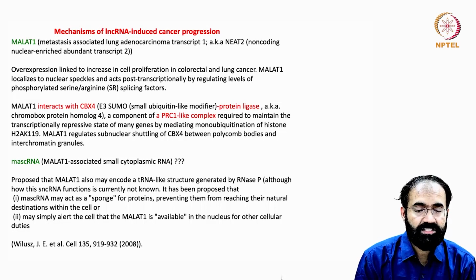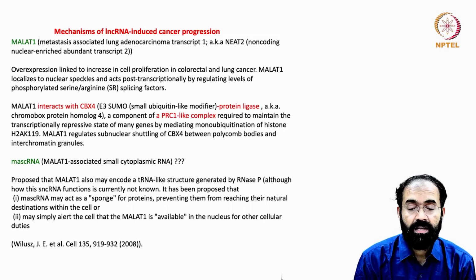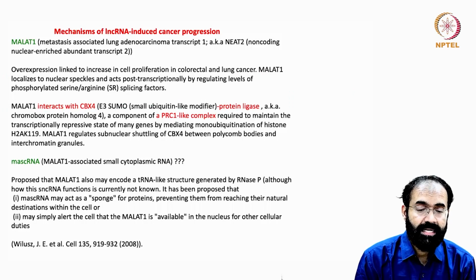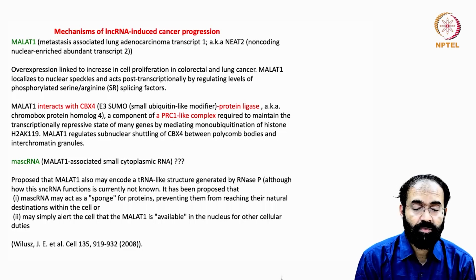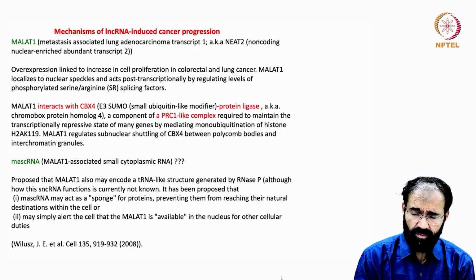MALAT1 localizes to nuclear speckles and acts post-transcriptionally by regulating levels of phosphorylated serine-arginine proteins, in short written as SR proteins, which are splicing factors. So SR splicing factors are affected in the overexpressed condition of MALAT1, and in cancerous conditions MALAT1 is overexpressed. MALAT1 interacts with another protein called CBX4, which is an E3 SUMO, small ubiquitin-like modifier, protein ligase.